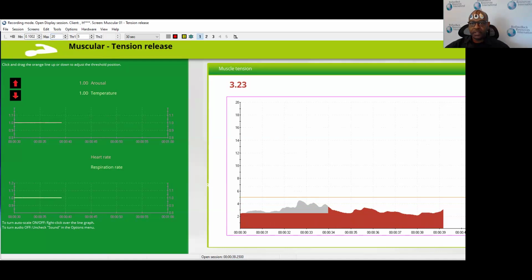So here you can see when the muscle tension is low, below that orange line, the color of the graph is red. If I tense, I'm just raising my eyebrows. Now it's gray when it goes above the line, and then it turns red again when it goes below.